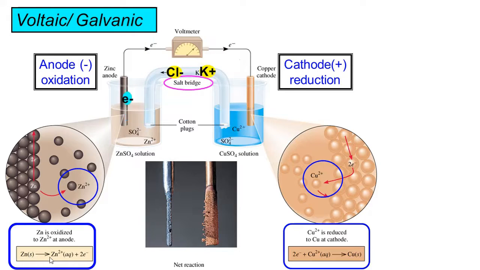For the anode, zinc 2 plus enters the solution and causes an excess of positive charge. So the Cl minus ions from the salt bridge will enter the anode. For the copper cathode, copper 2 plus ions are removed from the solution, which causes an excess of negative charge. So the K plus ions will enter the cathode to maintain neutrality.